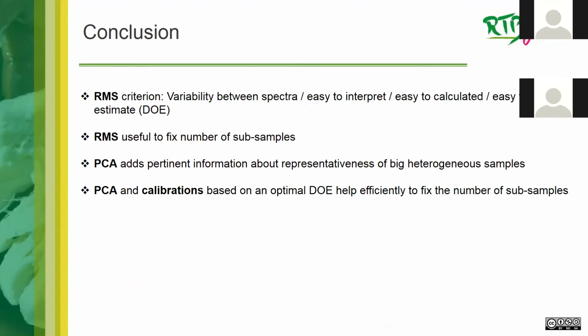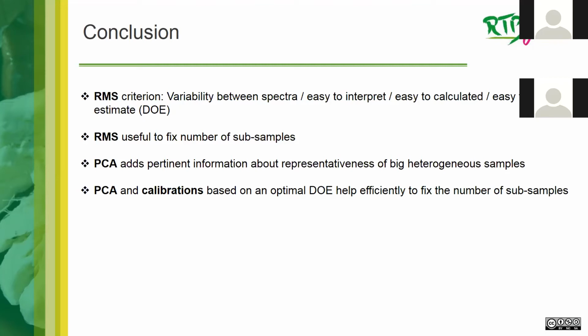So in conclusion, the RMS criterion is a good criterion to catch variability between spectra, and it is easy to interpret, easy to calculate, and easy to estimate if you do a special design of experiment. Root mean square is useful to fix the number of subsamples. We will see it in more detail in another webinar, because I've done some simulation about RMS determination.